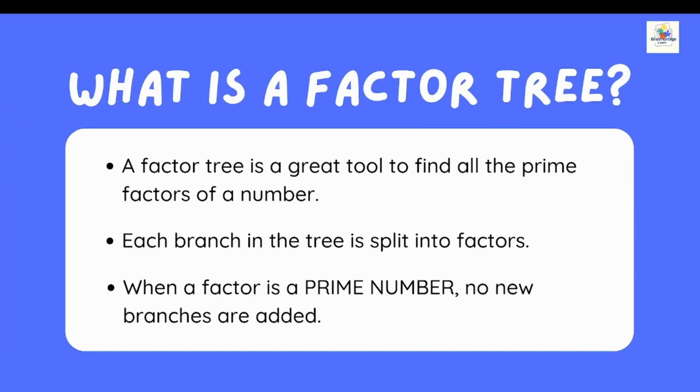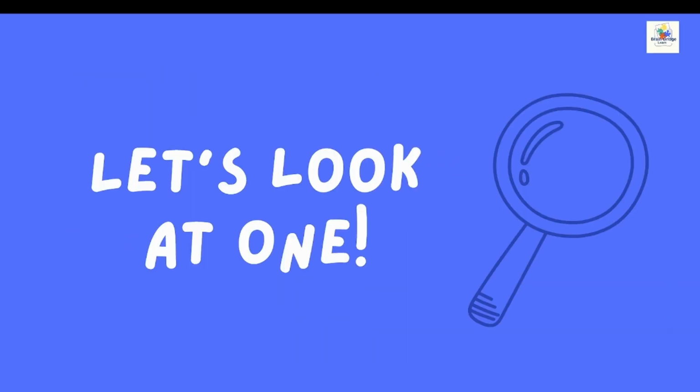So what is a factor tree? A factor tree is a great tool to find all prime factors of a number. Each branch in the tree is split into factors. When a factor is a prime number, no new branches are added. So let's look at one.